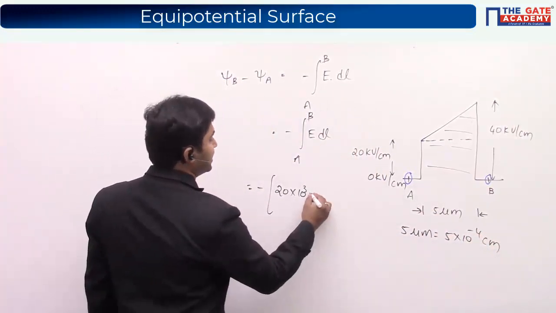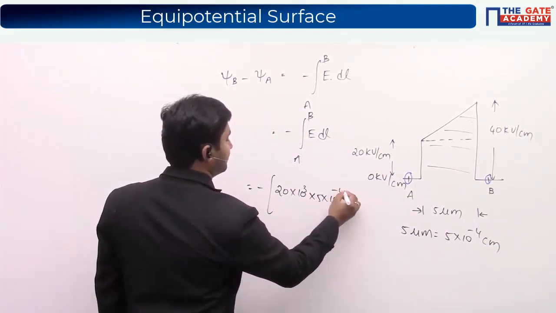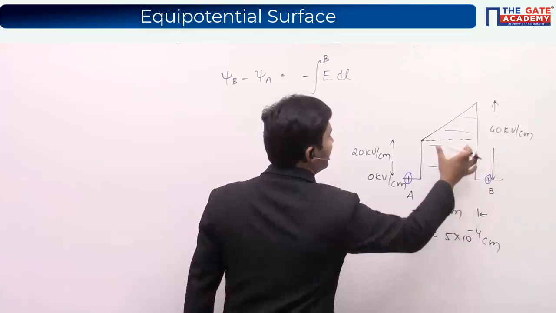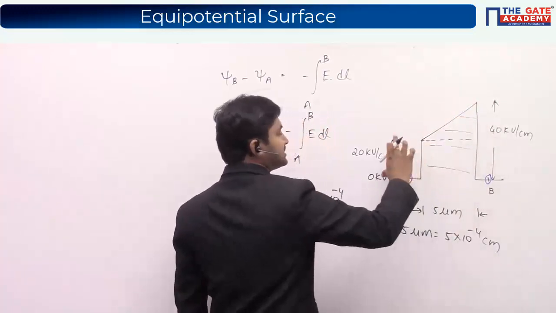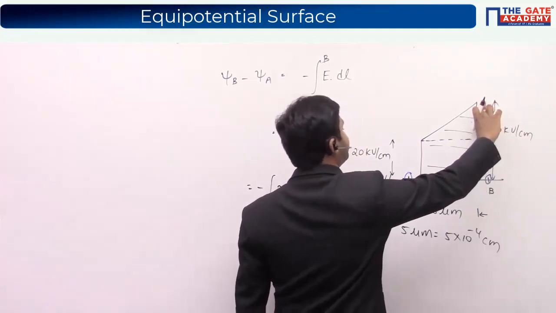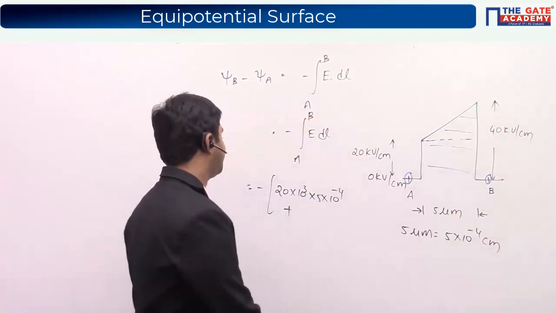So if I substitute that, 5 into 10 power minus 4 plus, this is the area of this rectangle, and the area of the triangle, this is 20, totally it is 40. It means that this part is going to have a height of 20 kilovolt per centimeter.